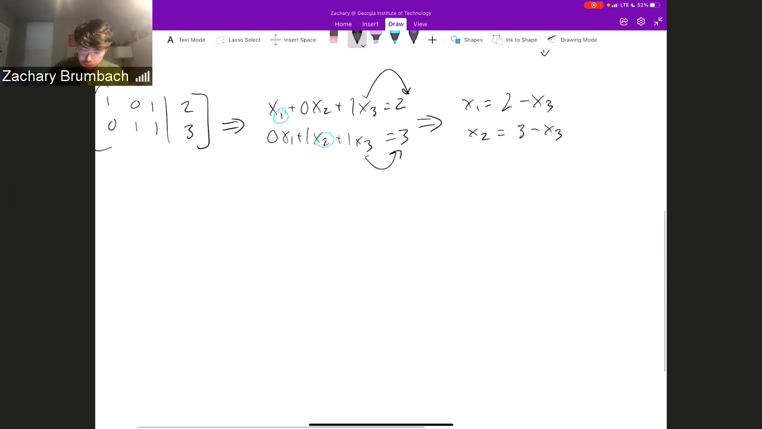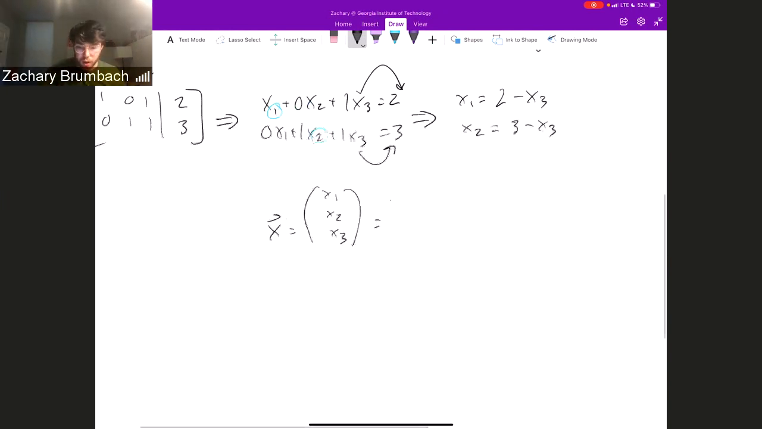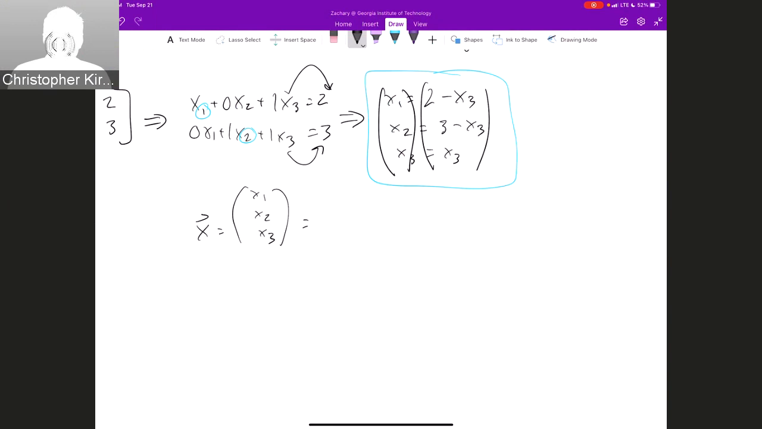And from here, we're going to put this in vector form. So we have our x vector, which is x1, x2, and x3, since we have 3 variables, because we have 3 different columns. Equals, and essentially all we're doing, x3 is free, so x3 equals x3. To get it in our big vector form, we basically just put a big vector around both sides. So here we have the vector 2 minus x3, 3 minus x3, x3.